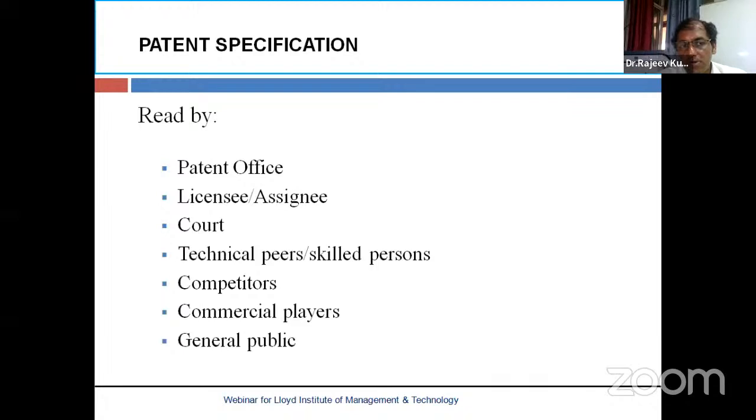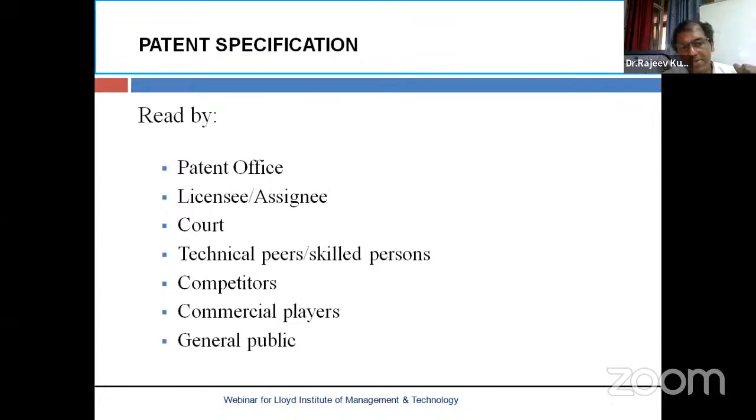So if your invention is prosecuted, or there is some infringement case, then also your specifications are read and judgments are made based on those specifications. And any technical peer and skilled persons, they will also read your specifications. Your competitors, yeah, there's a webinar going.